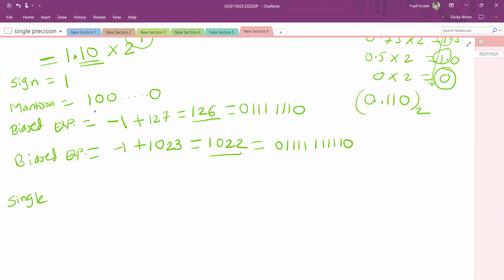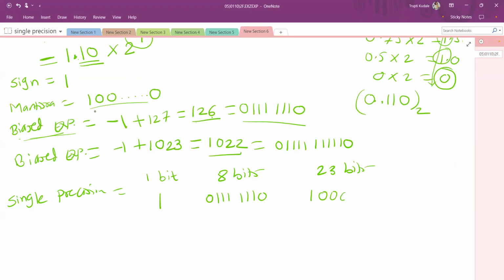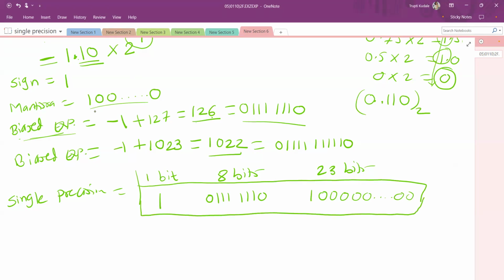So for single precision format, first my 1 bit is the sign bit. What is your sign bit? 1, because your number is negative. 8 bits are my biased exponent. So what is the biased exponent for single precision format? This, 0, 1, 1, 1, 1, 1, 1, 0. And 23 bits are my mantissa. This is my mantissa: 1, all followed by 22 zeros. So this will be my representation of a number in a single precision format.